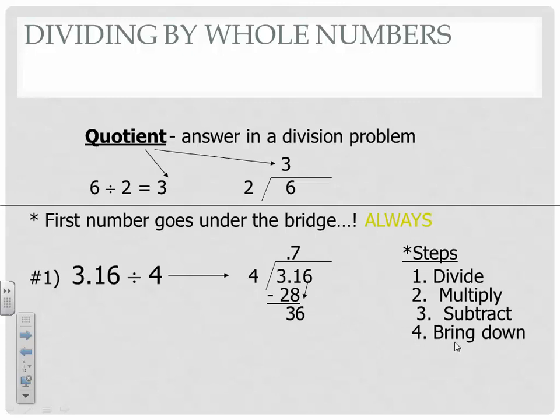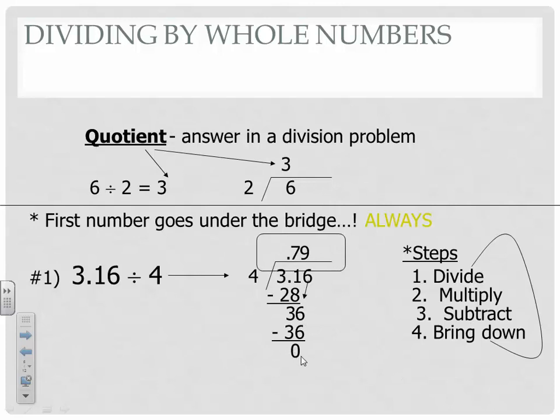Once I bring down, I have to start this process all over again. I'm starting from the bring down, I go right back up to the top. So 4, does 4 go into 36? Yes, it does. 9 times. 4 times 9, multiply is our next step. Subtract is our following step. 36 minus 36 we know is 0.